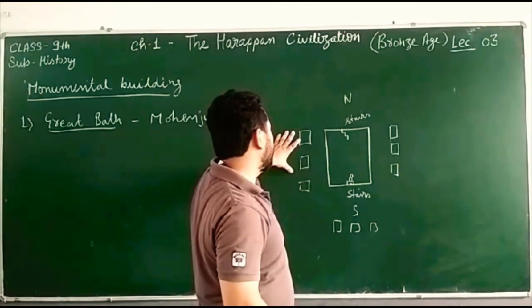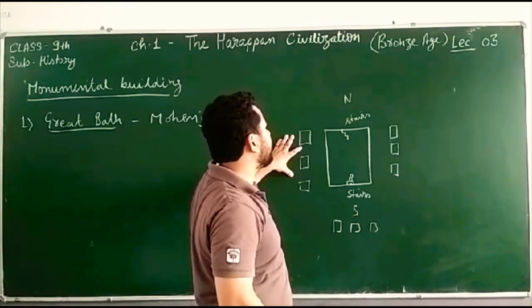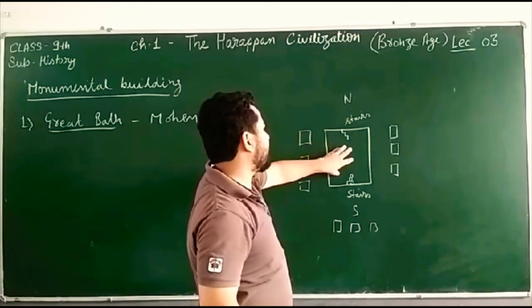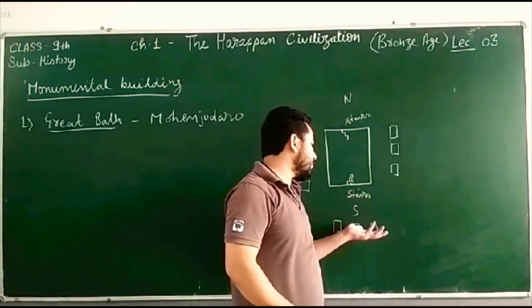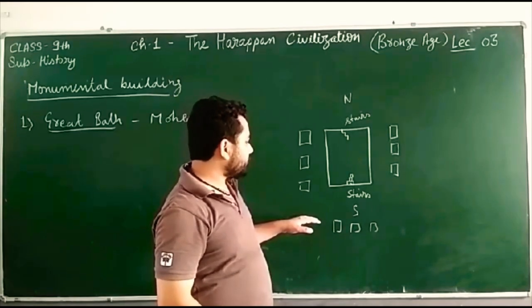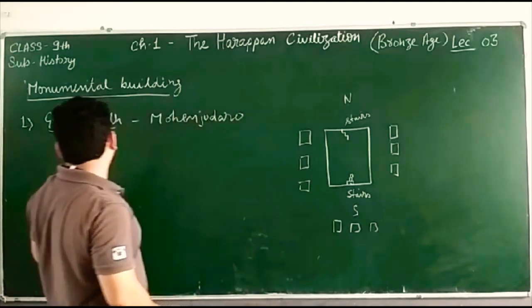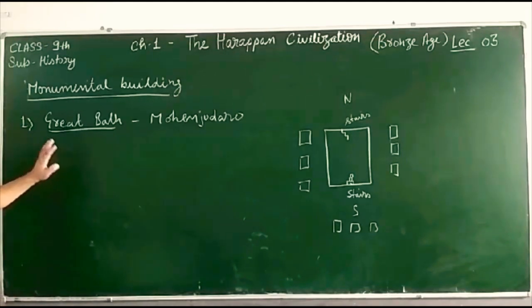These rooms were used as changing rooms, for changing clothes, or for some priestly class also. This Great Bath was used for some religious rituals or some kind of holy bath. It was a very big, massive structure. It was used by the public. That is why it is also called a public building or monumental building of Mohenjo-daro.